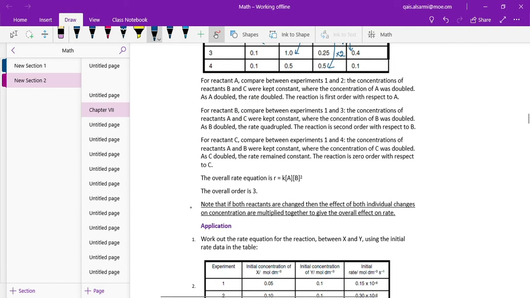Fine. Now what's the meaning of the overall order? The overall order is found out by adding the individual orders. So 1 plus 2, it's equal to 3. 1 plus 2 is equal to 3. So the overall order is computed by adding the individual rate orders. Alright.